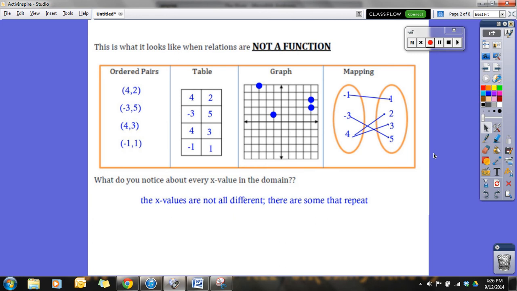Alright, these here are examples of relations that are not functions. We have a 4 repeating in the domain, in the x values. There's two 4s in the table. The 4 has 2 arrows coming out of it. These are not functions.